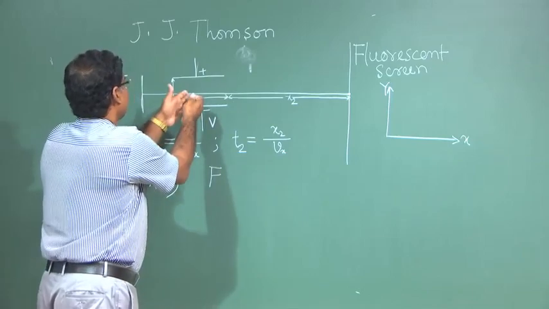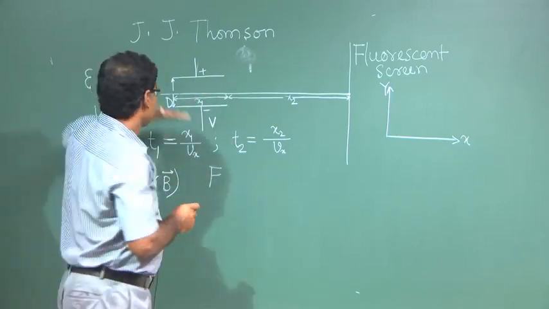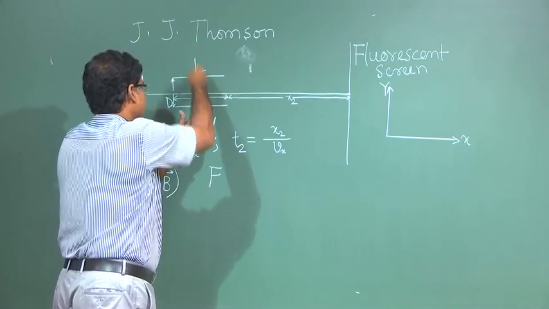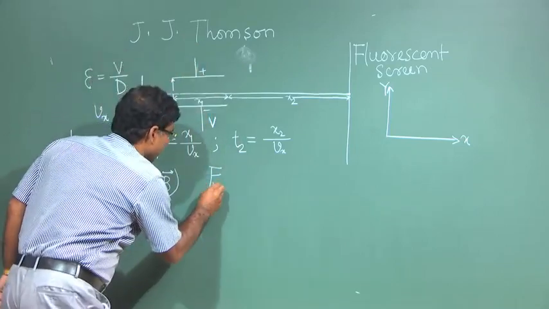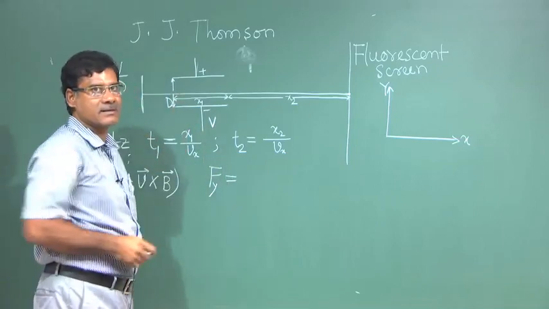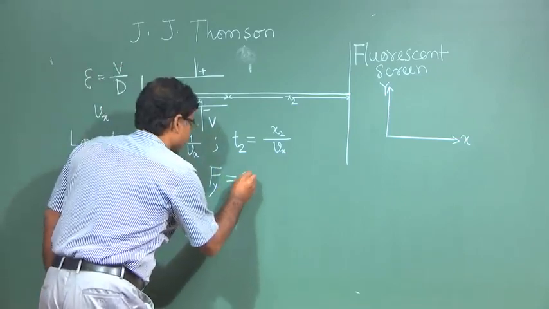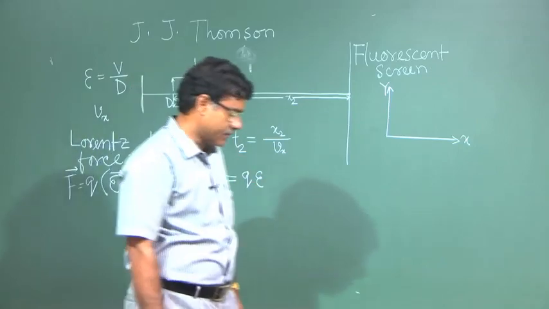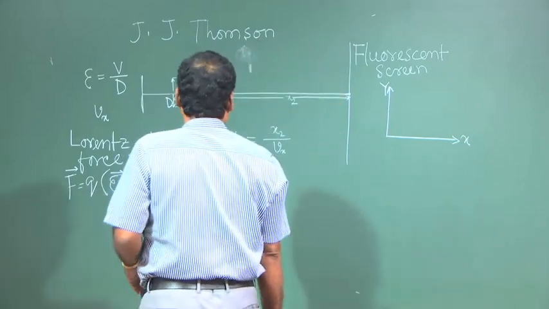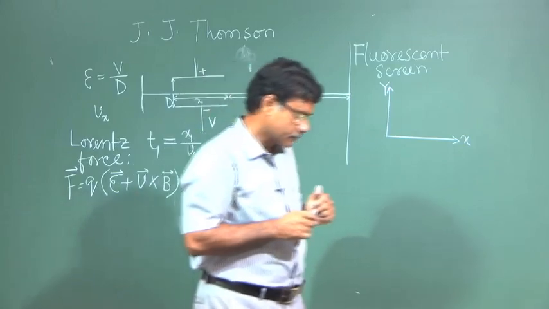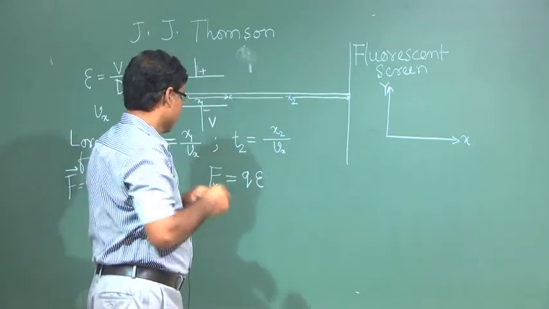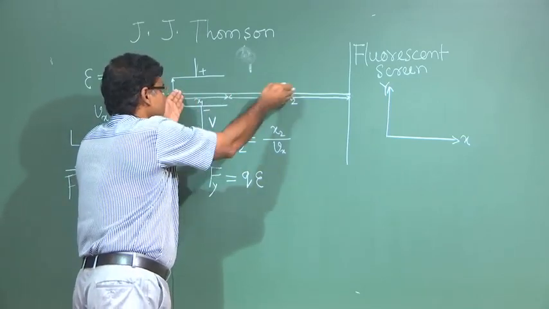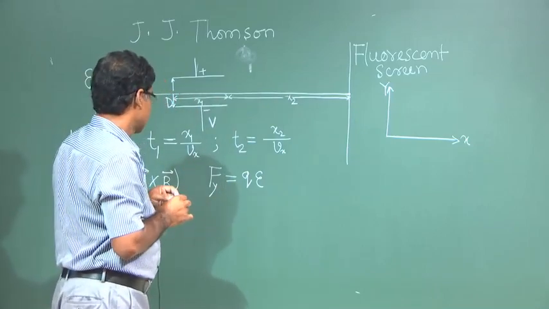That force will act in which direction? On the charged particle, this force direction is along the electric field direction, so along the y direction. So Fy is along the y direction, and that force will be charge Q times the electric field, Qe. Now, due to this force acting along the y direction, the charged particle is moving along the x axis with velocity vx.